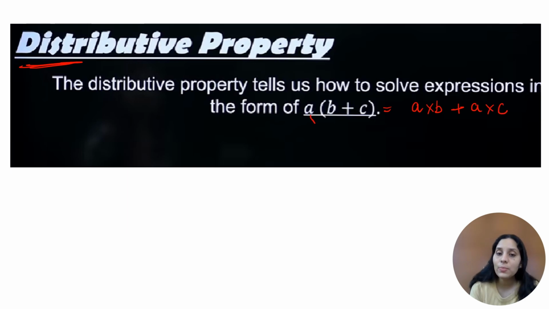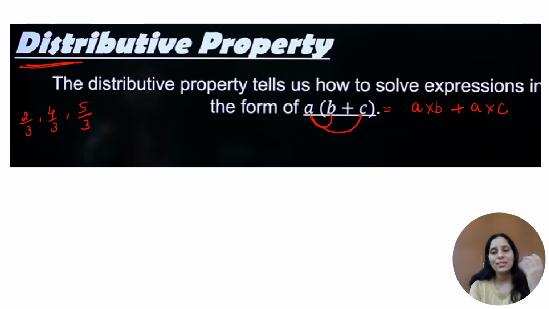So A is multiplied with B as well as A is multiplied with C. Alright. Now let us take an example. Let us take 2 by 3, 4 by 3 and 5 by 3. Let us take same examples. Okay. So let us see. I end up having the same answer whatever way I do.